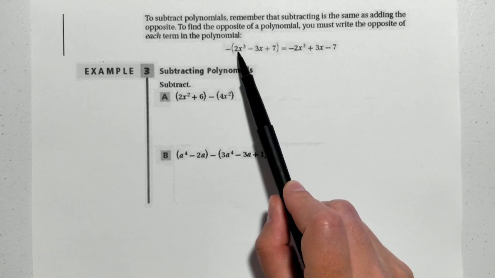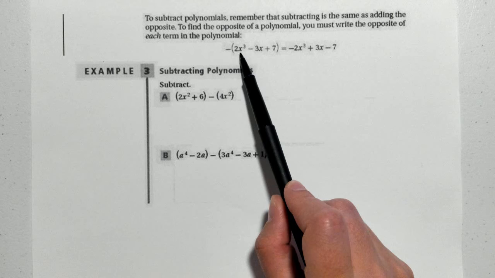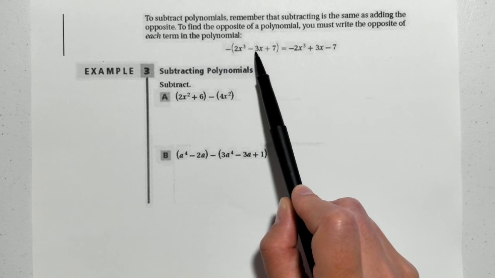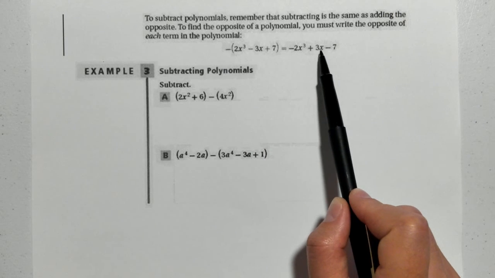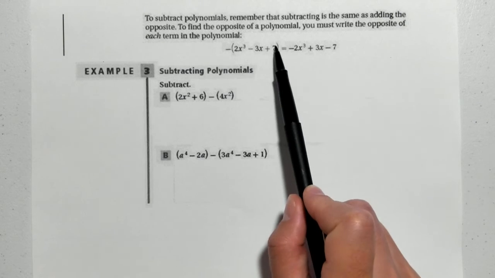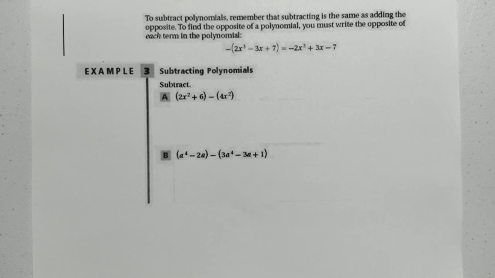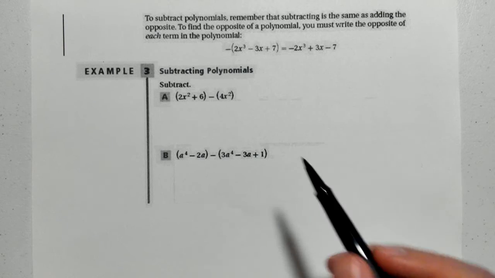So negative times 2x cubed, negative 2x cubed. Negative times minus 3x, or a negative times a negative is going to become a positive, so positive 3x. And then negative times 7, negative 7, or minus 7. So when we subtract with polynomials, first we're going to distribute that subtraction sign as the opposite, or negative, and then combine our like terms.